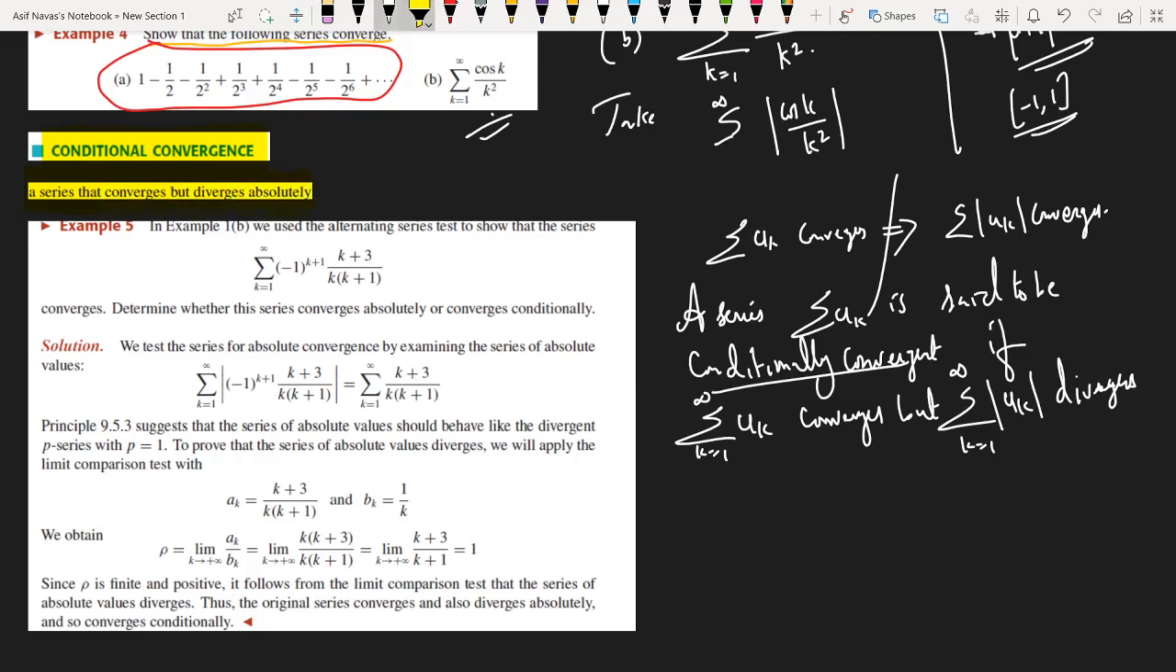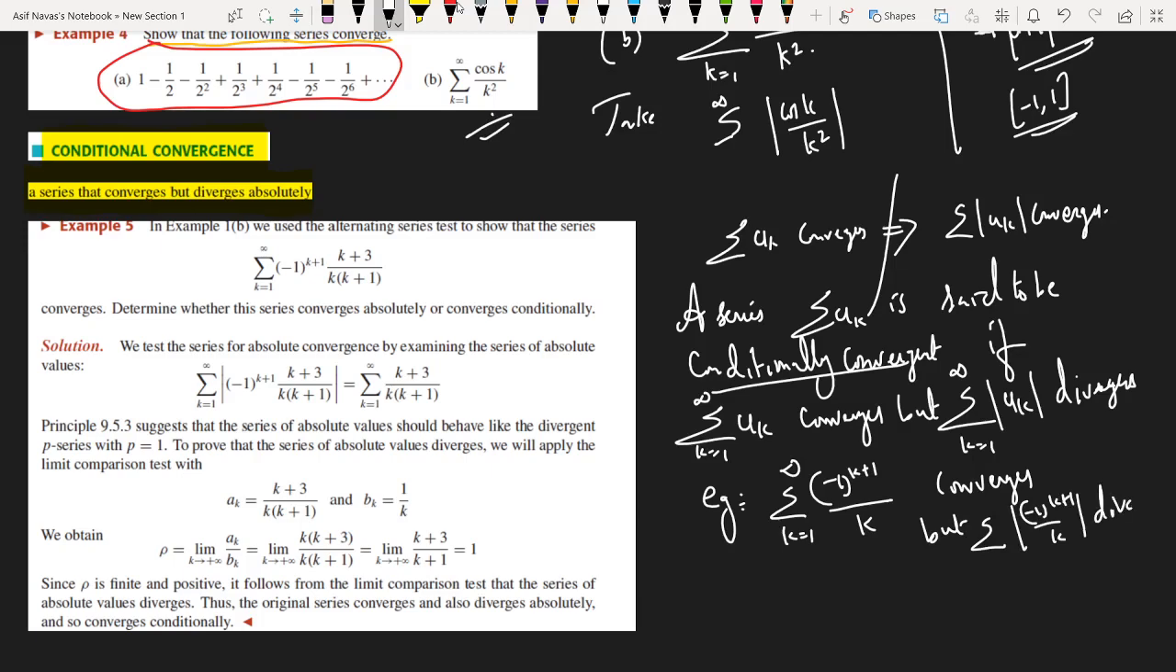For example, I told you one example. If you take sigma k equal to 1 to infinity minus 1 power k plus 1 divided by k, this converges, but sigma mod of minus 1 power k plus 1 by k diverges. So this series is an example of a conditionally convergent series.